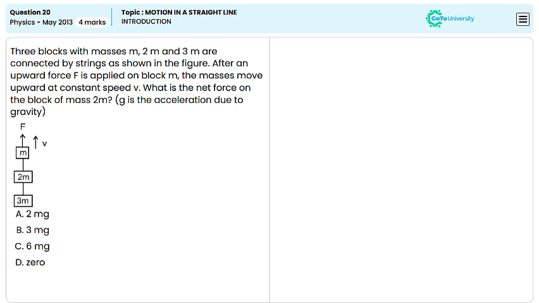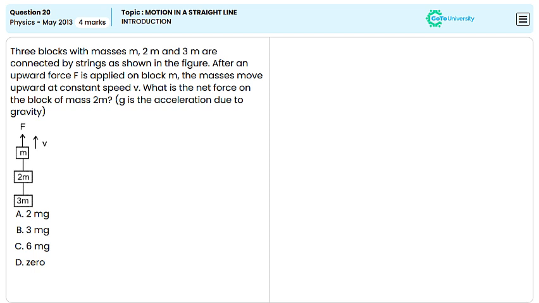Three blocks with masses m, 2m, and 3m are connected by strings as shown in the figure. After an upward force F is applied on block m, the masses move upward at constant speed v. What is the net force on the block of mass 2m? Here g is acceleration due to gravity.